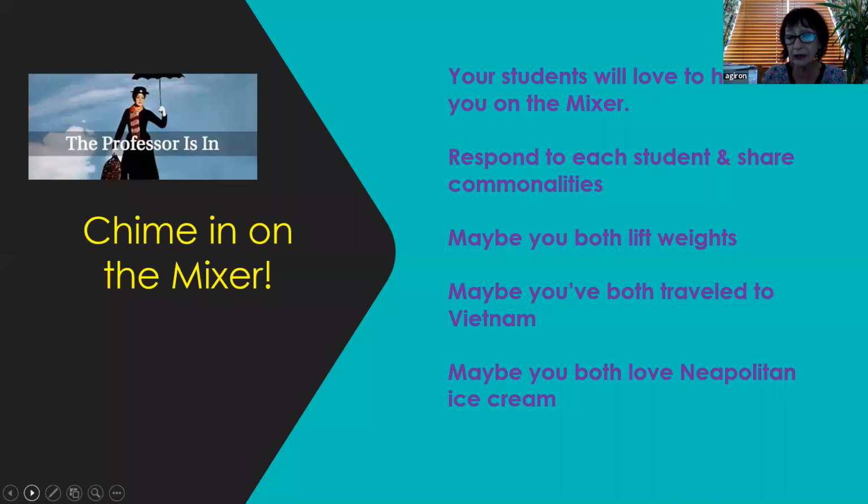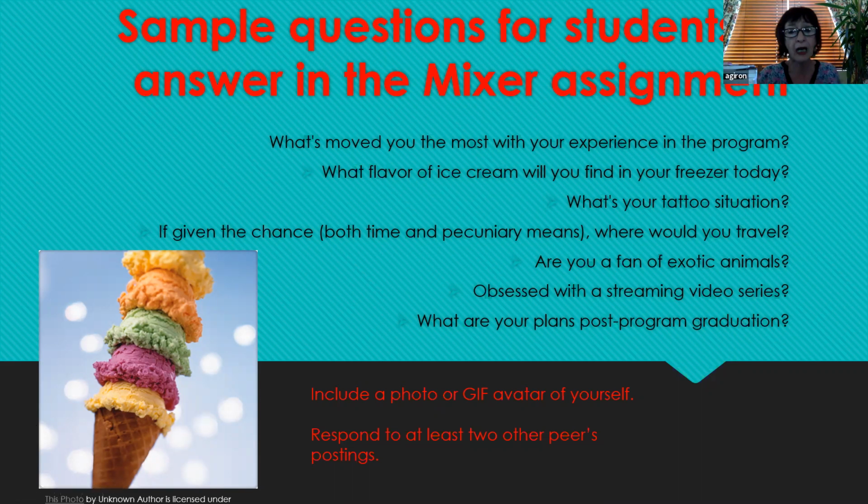Some people are uncomfortable with uploading a photo of themselves, or some people just enjoy a GIF avatar of themselves. So I ask that they include one of those. That also gives you a sense of personality, by either a photo or their avatar. And I also ask that they respond to at least 2 other of their peers' postings.